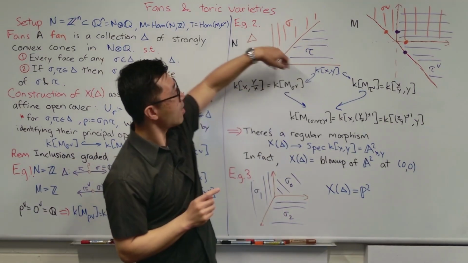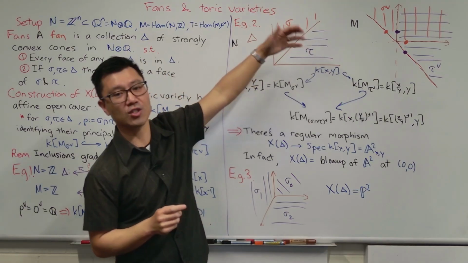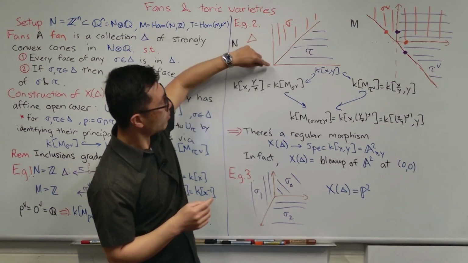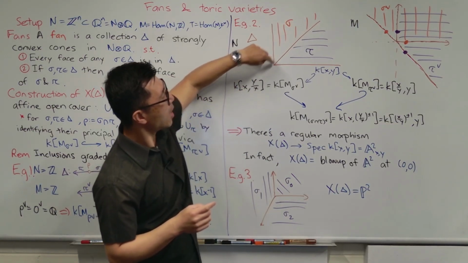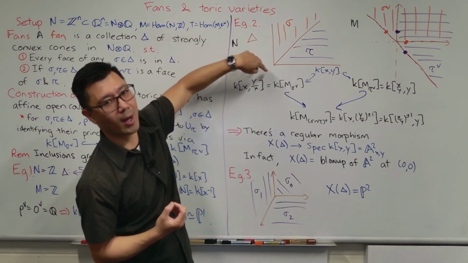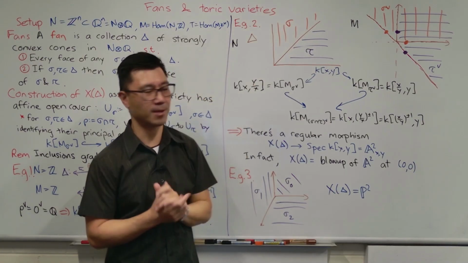It's easy to see now that if you take the face of any of them, we checked the faces of sigma and tau, but if you check the faces of any of them, there'll be a face inside that one. So for example, if you take the faces of this one-dimensional cone here, the only proper face is the zero-dimensional one, and that's also a cone in this fan.